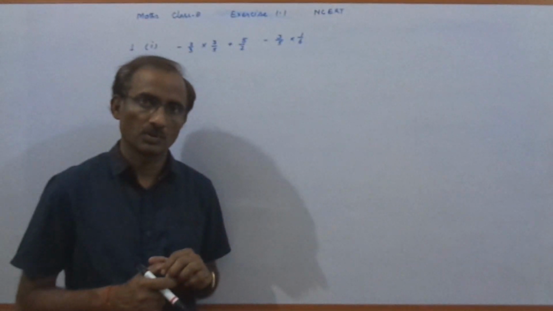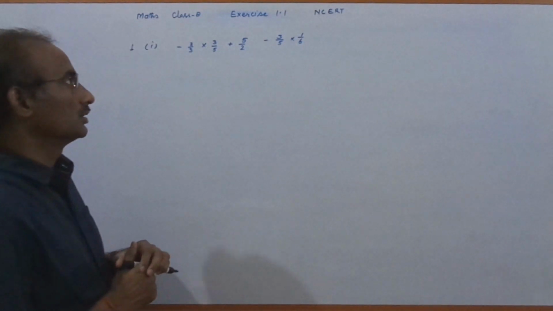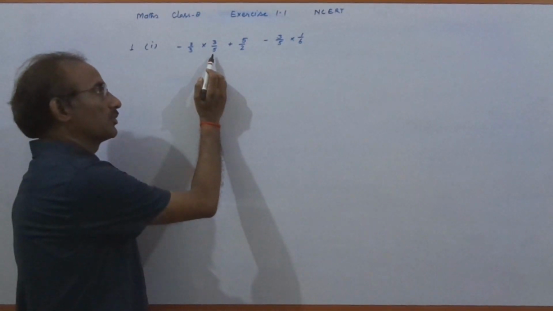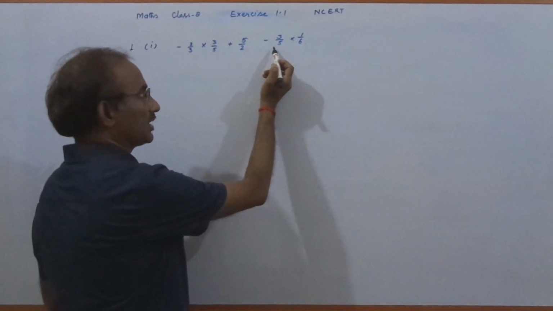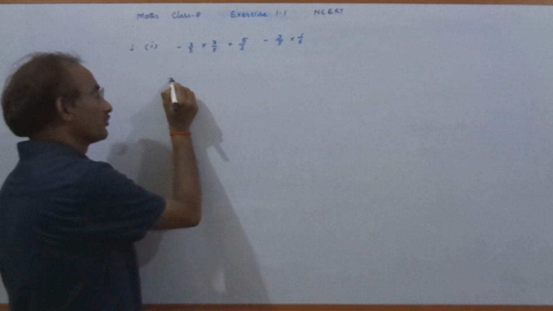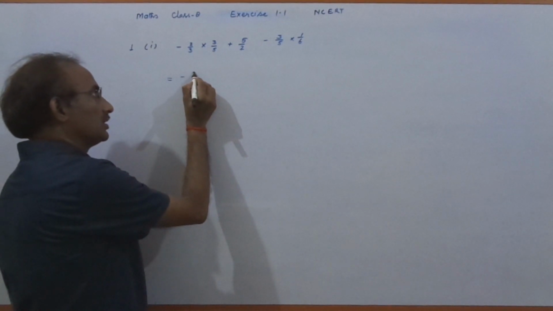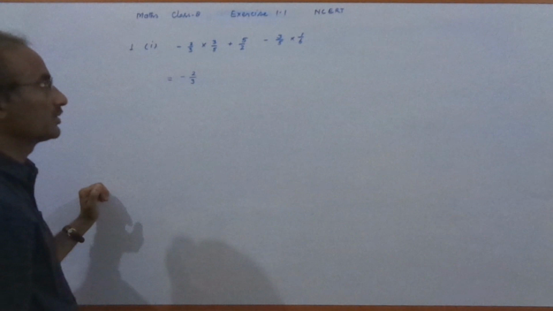Today we are discussing exercise 1.1 of the rational numbers class 8. The first question is minus 2 upon 3 into 3 upon 5 plus 5 upon 2 minus 3 upon 5 into 1 upon 6. It can be solved very easily by using the properties of rational numbers.